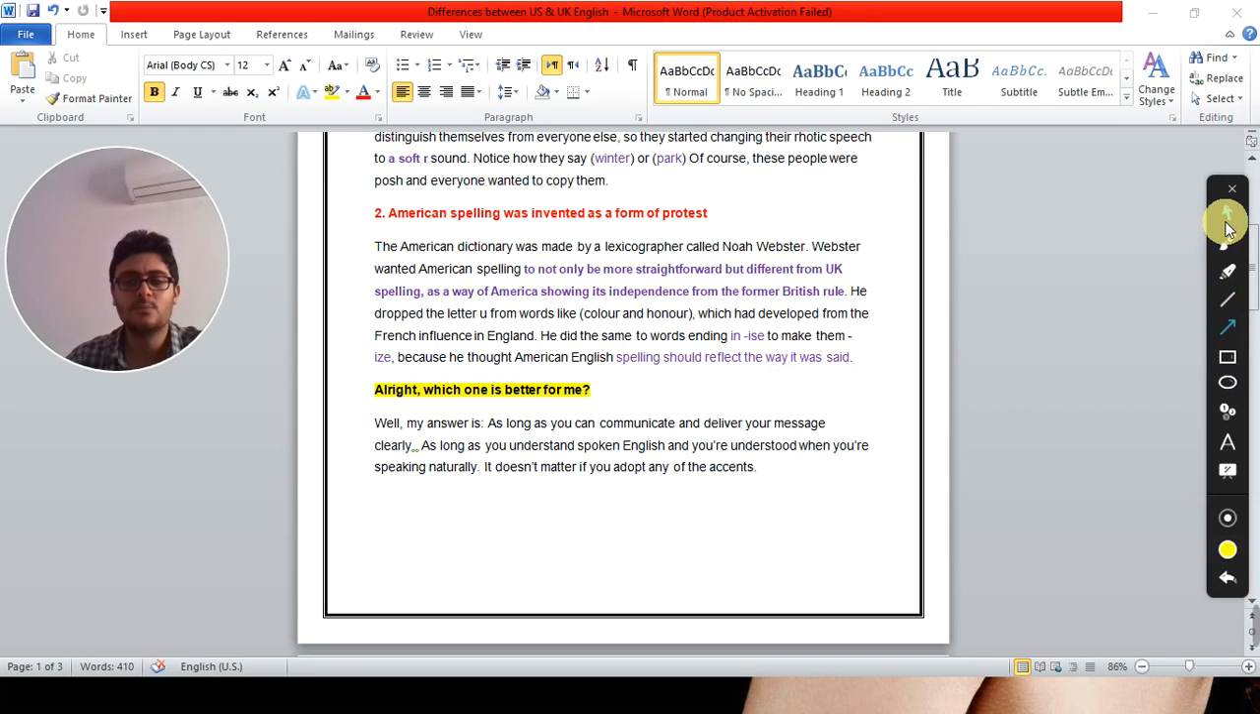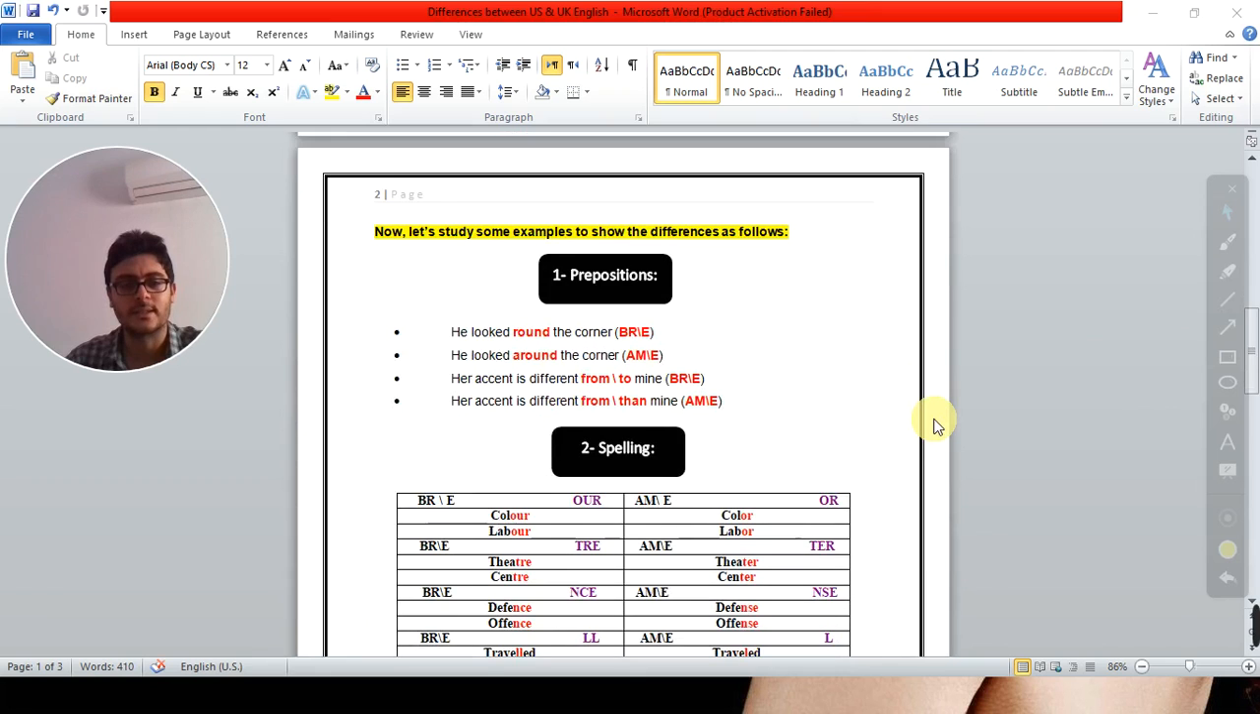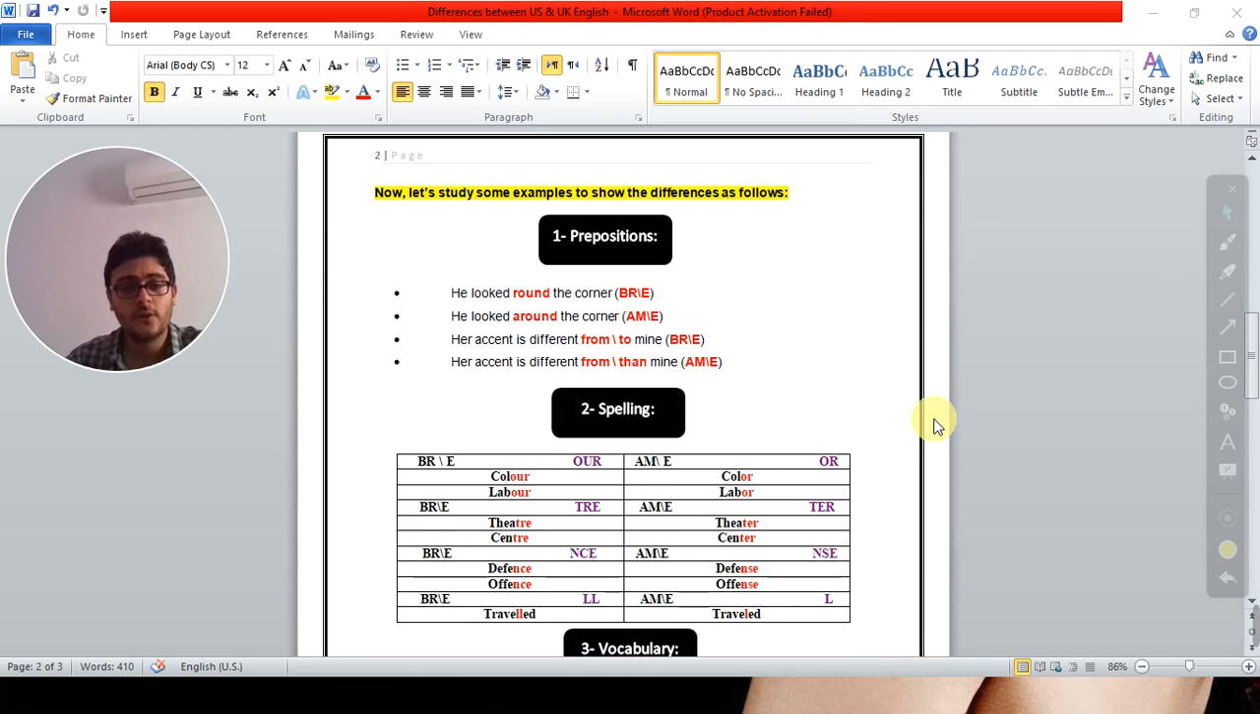Alright, let's move on to the second part of our lesson. Where are these differences? Where can we find them? Well, there are some categories in which you can find differences between British English and American English. The first one is prepositions. Let's see these examples. British people can say, he looked round the corner. But Americans can say, he looked around the corner.